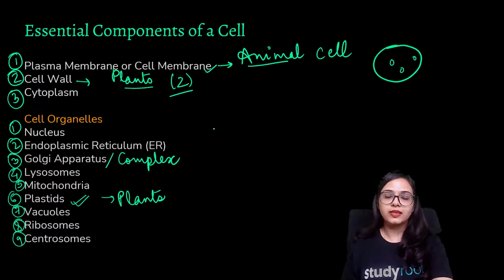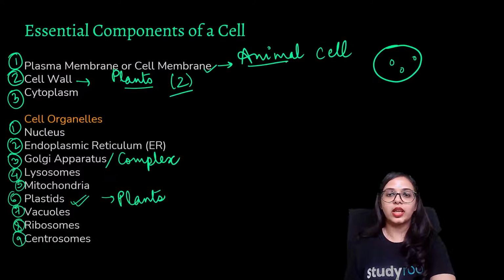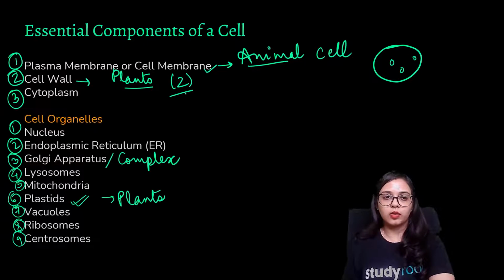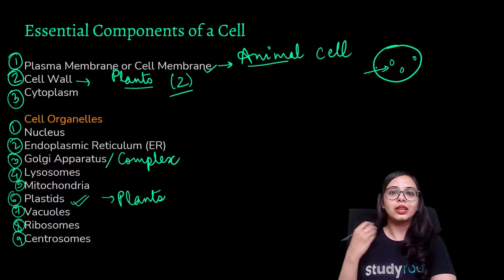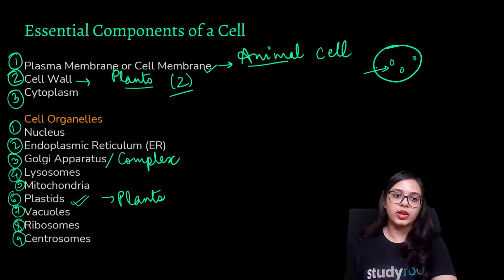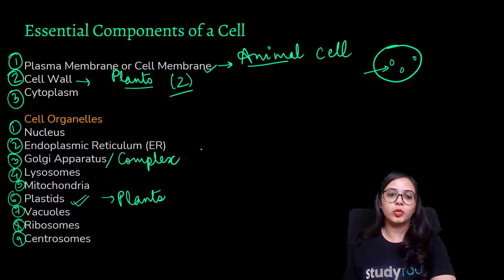For now, let's remember that there is one outer covering in animal cells and two outer coverings in plant cells, that is, the cell membrane plus the cell wall. Then we have the cytoplasm, the fluid or matrix-like structure in which other organelles are embedded or suspended. And then we have nine organelles: nucleus, endoplasmic reticulum, Golgi apparatus, lysosomes, mitochondria, plastids, vacuoles, ribosomes, and centrosomes. In this first part, we will be learning about the cell membrane, the cell wall, and the cytoplasm.